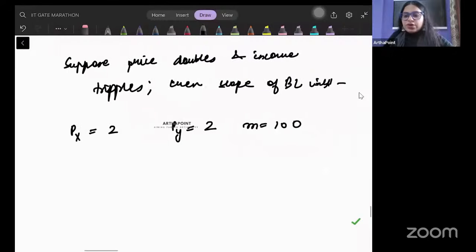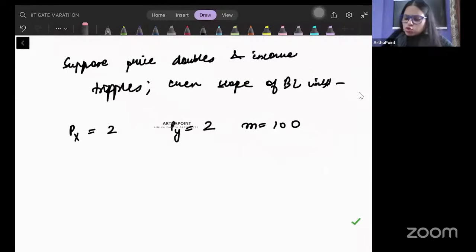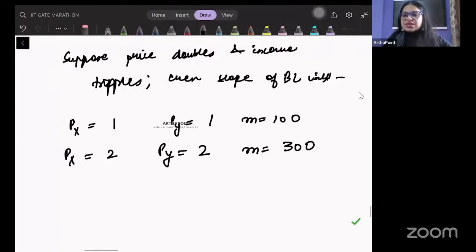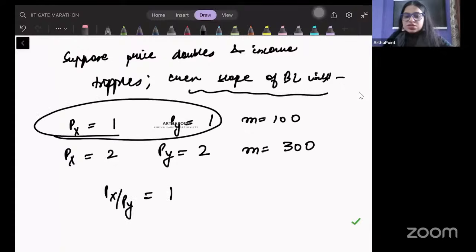The best way to solve such questions is to write some example. So I took px as 1, py as 1, income as 100, and then I doubled px, doubled py, and tripled income. And I can simply see that the slope of the budget line is px by py. So px by py is 1 in the first case, and also 1 in the second case. So the slope is unaffected here. So you will say that the slope of the budget line is unchanged.